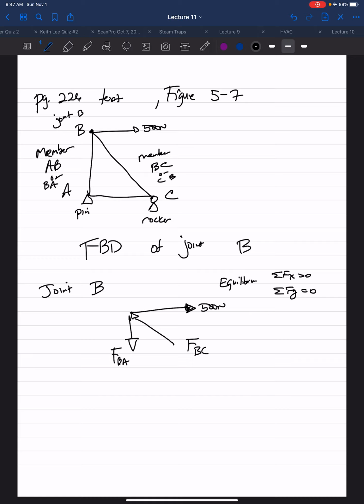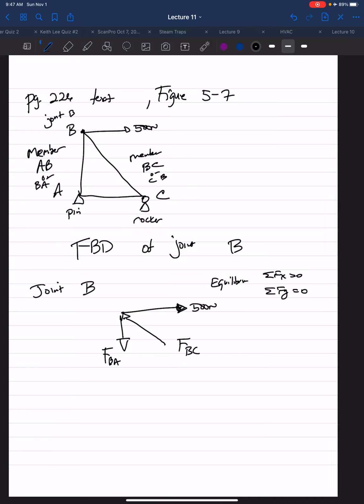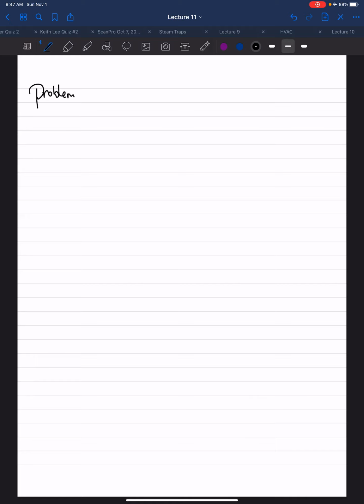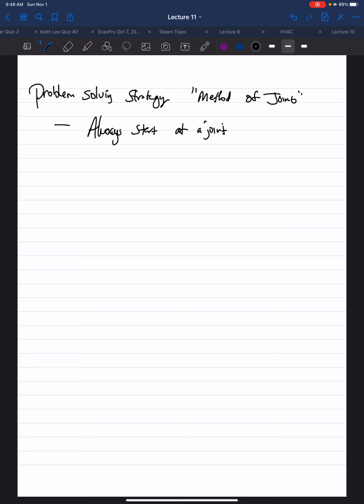So a technique when we're doing these truss problems, the problem solving strategy for the method of joints, is to always start at a joint having at least one known force and at most two unknown forces.